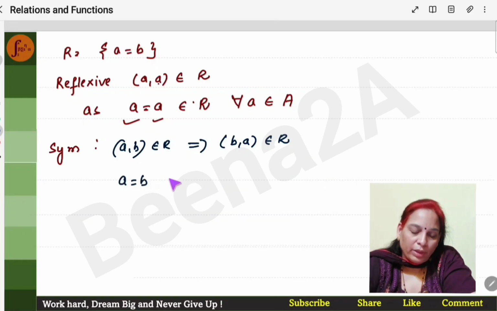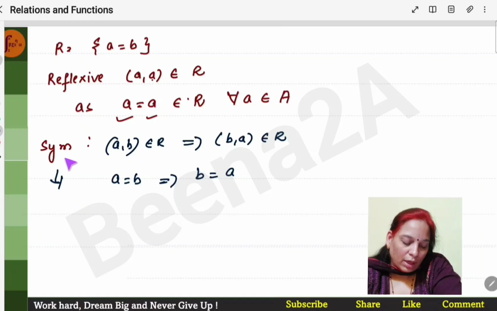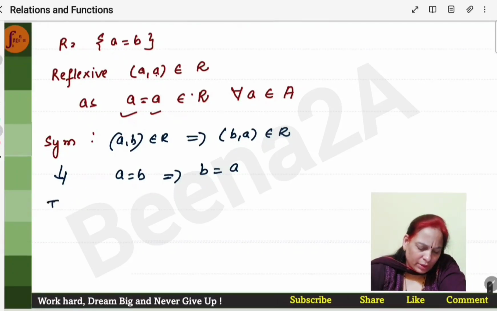A is equal to B implies that B is equal to A. Straightforward. So we can say R is symmetric because A is equal to B implies that B is equal to A. Now we'll see transitive.